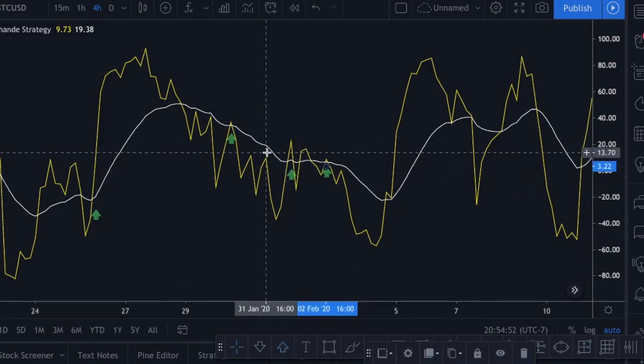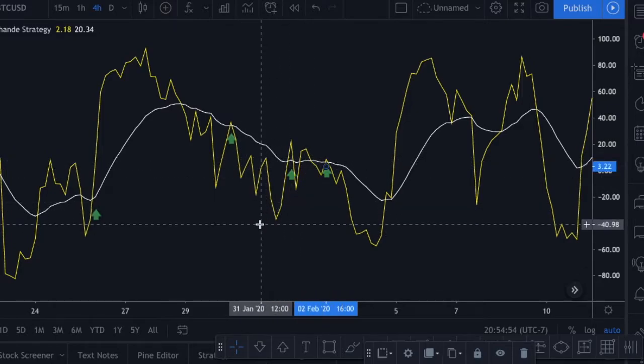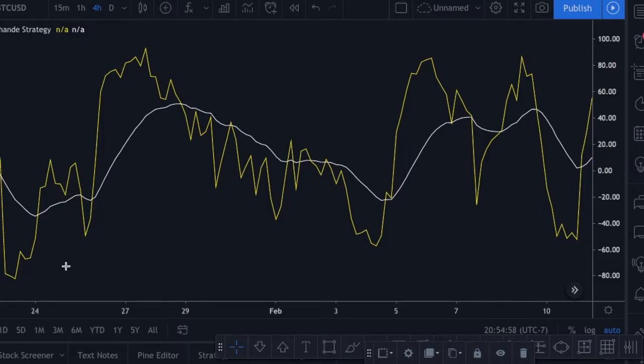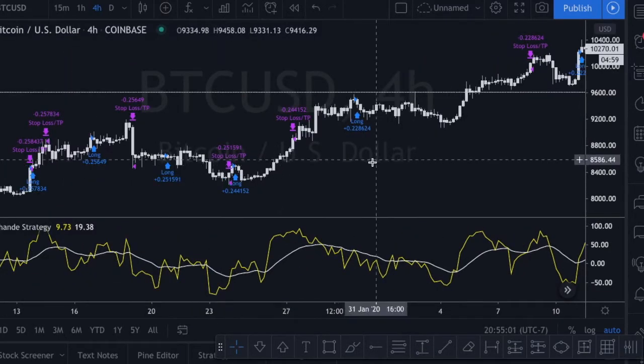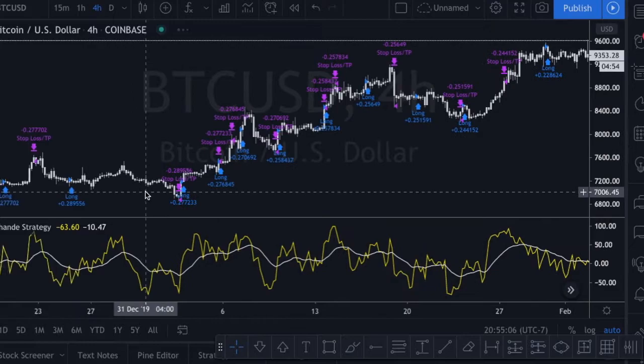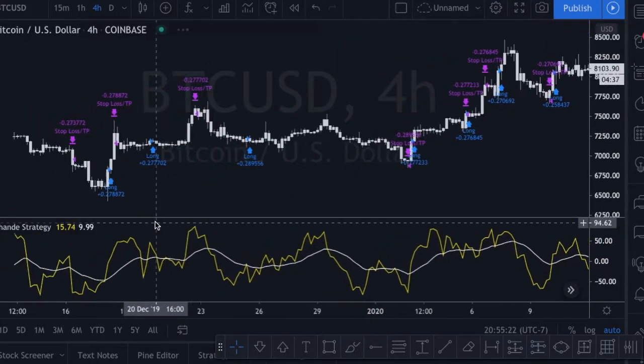Every time the yellow crosses above the white and we're not already in a position, then we'll be taking a buy position there. Okay, so let me get rid of all these arrows here, and you can see this is what the strategy itself would look like on the chart. So let's take a look at what these default settings would have fared like.